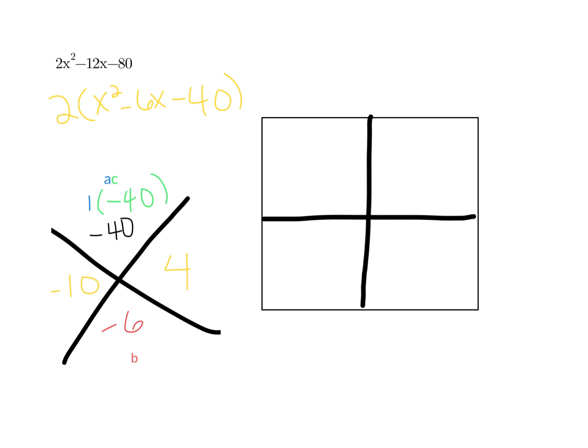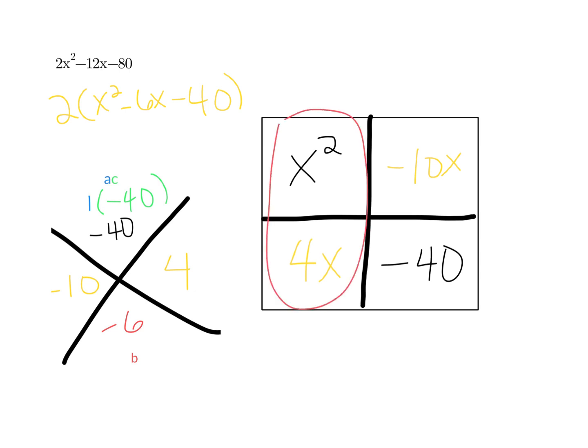Instead of factoring by grouping, if I want to employ the area model for the example we just did, I'm going to put my squared term up in the top left box again, x squared, and my constant negative 40 in the bottom right. My remaining 2 boxes are going to be filled out with the numbers from the diamond, so negative 10x and 4x. Now if I find the greatest common factor between each pair of vertical terms, the greatest common factor between x and 4x is x, and between negative 10x and negative 40 is negative 10.